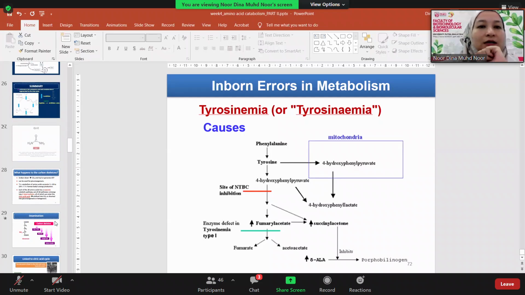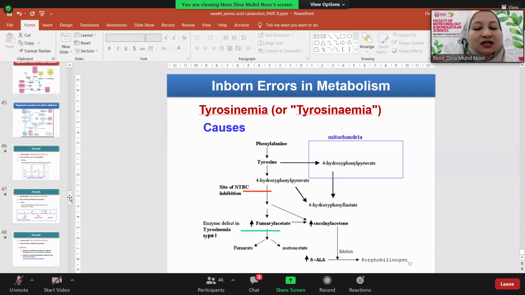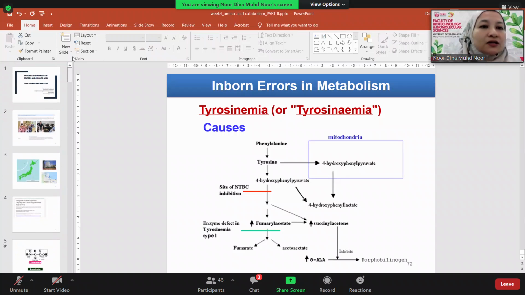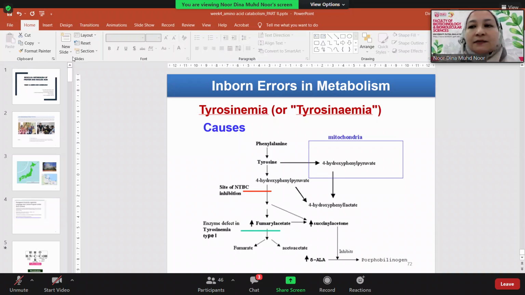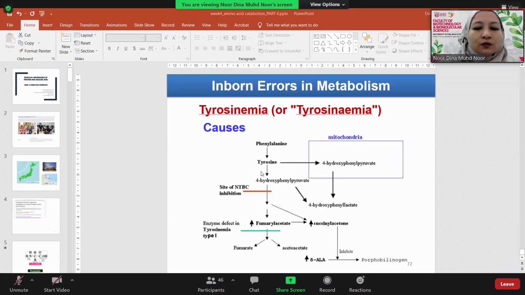So any questions about this? It's already 10 o'clock. It is indeed a long topic. We have just two lectures, two weeks, just for amino acid catabolism. That doesn't even include the degradation of each amino acid. I just covered only the degradation of amino acids into pyruvate. Okay, any questions? None from the chat.